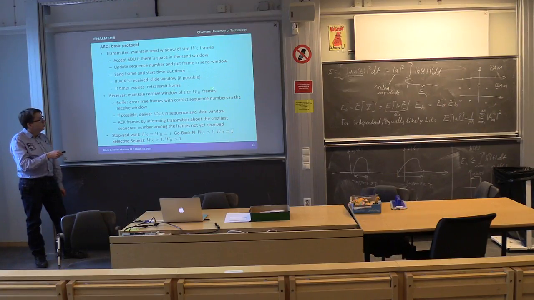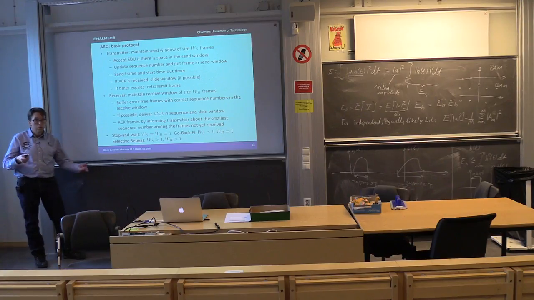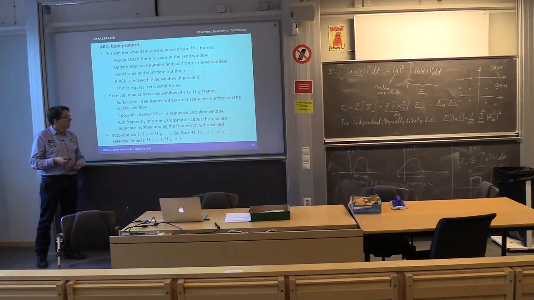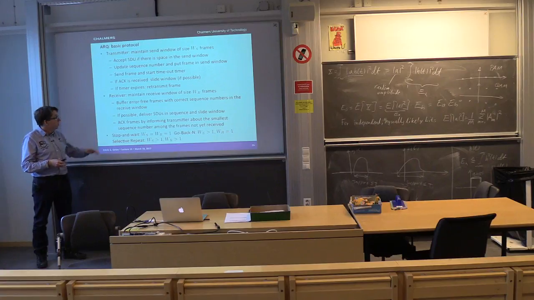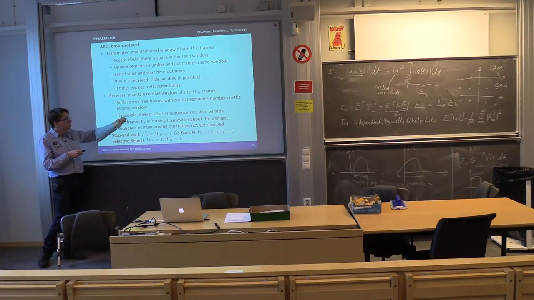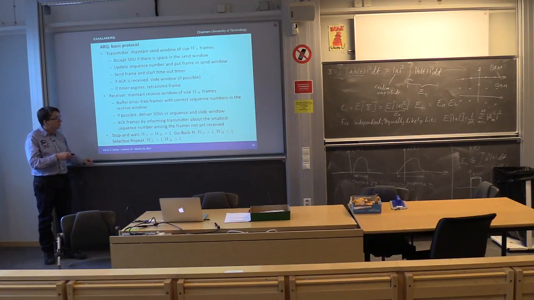The receiver also has a receive window of a certain number of frames, and it buffers error-free frames with the correct sequence number in this receive window until it can start to deliver them. It can deliver them when the service data units are in sequence. If so, it can remove that buffer space. This is called sliding the window. And it also needs to transmit the ACK frames.